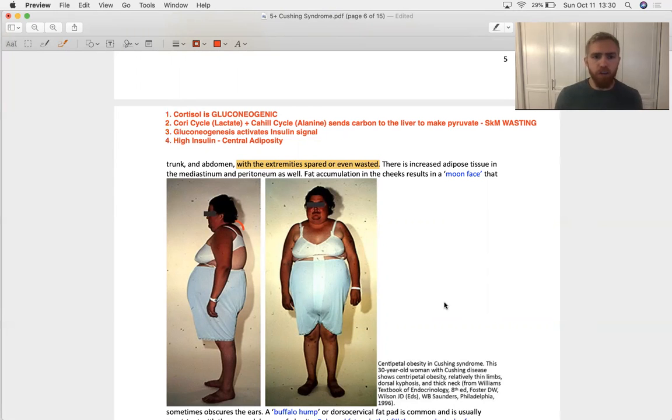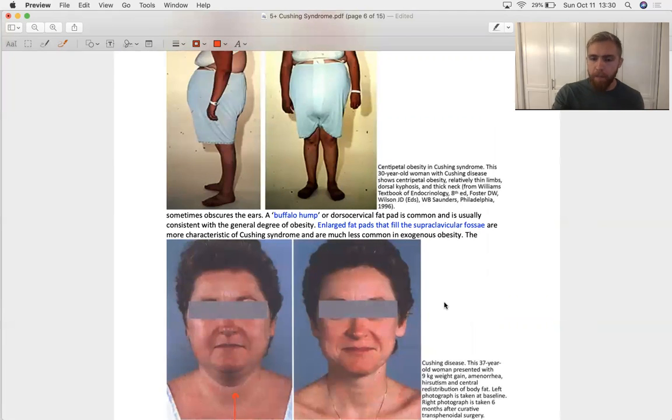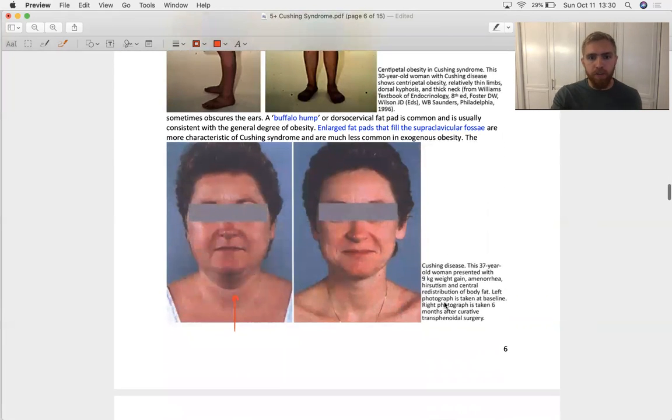Now, patients also have thin limbs, arms and legs. Why do they have thin limbs? Well, because if your gluconeogenic signal is always on, one of the prime substrates for making pyruvate in gluconeogenesis is alanine. And alanine is an amino acid. And as you know, skeletal muscle contains most of the protein in your body. And so whenever you need alanine to make pyruvate, you pull it from skeletal muscle. And so it puts your muscle into a catabolic state and you waste that muscle.